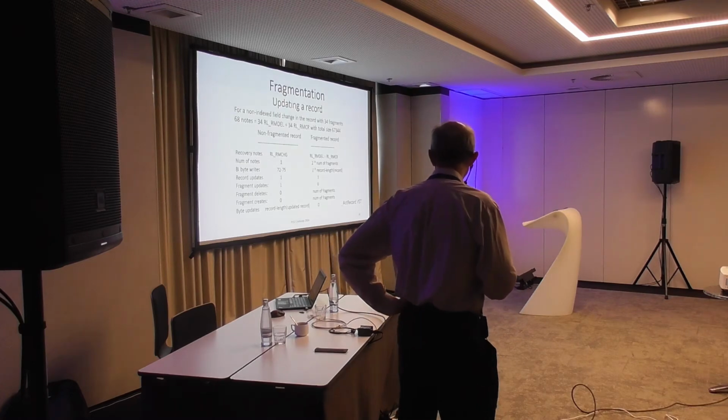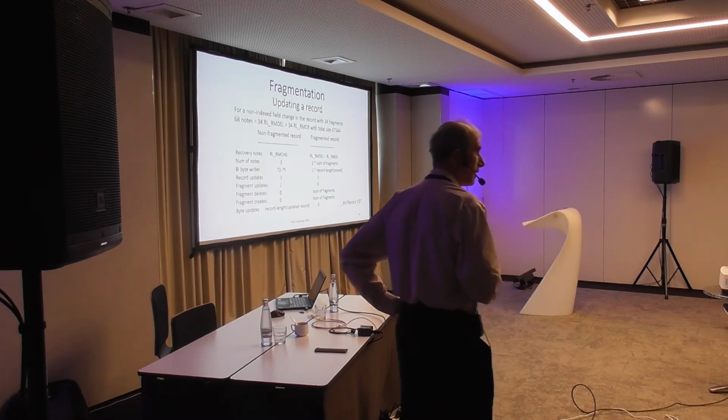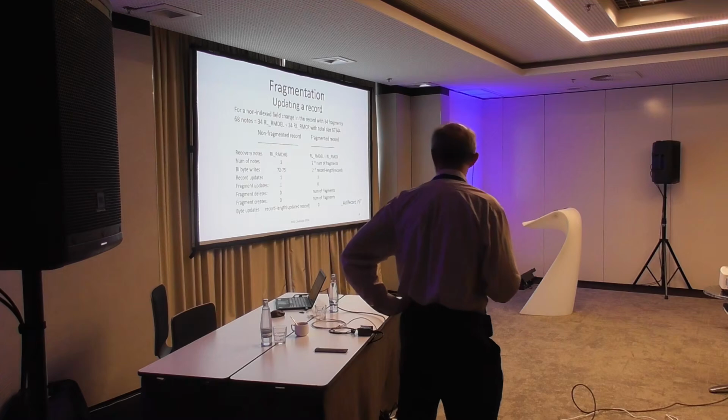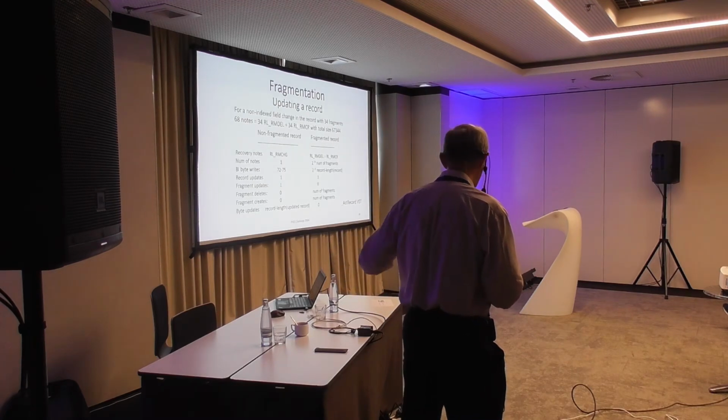If the record is fragmented, in this case into 34 fragments, then the number of nodes increases. We can see 68 nodes: 34 of them deletes and 34 creates. So basically what is happening is that we still see a record update, but there are no fragment updates. Look at this zero. Instead, we can see in this case 34 record fragment deletes and 34 fragment creates. So that's what's happening behind the scenes. We delete and create fragments.